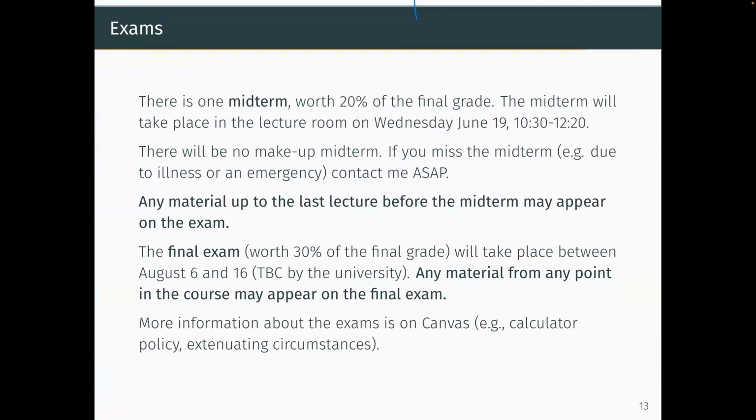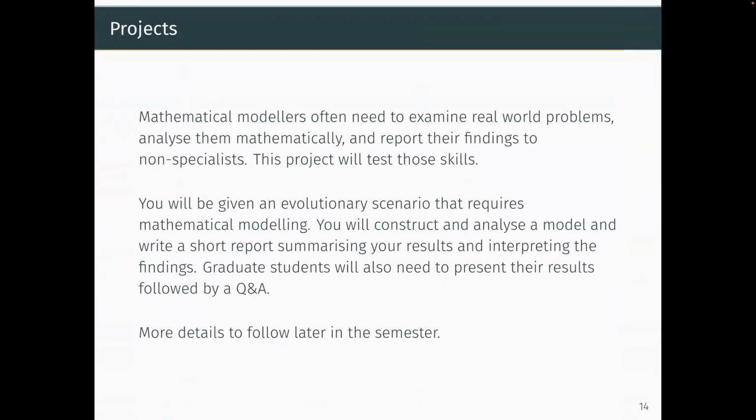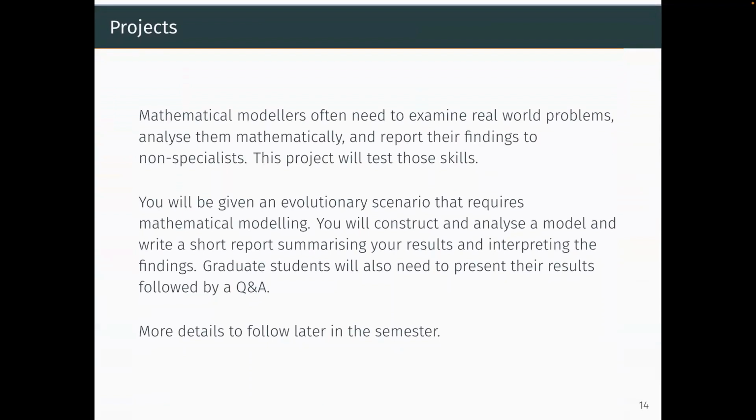Any material up to the lecture before the midterm is examinable. Likewise, the final exam is for the entire course, okay? So it's cumulative. It will take place sometime in August for the final. And I'll post more information on Canvas as necessary. There is information on there already, like calculator policy and so on.